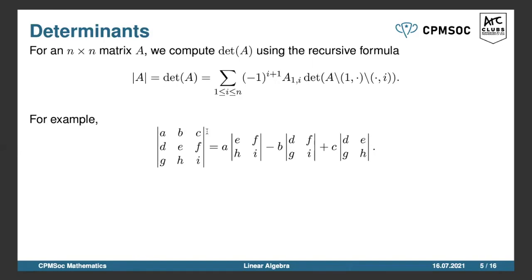So we're going to remove the first row and the ith column, and we'll add that to our sum. And we'll do that for every element, every column, every element in the first row. And this takes our 3 by 3 matrix down to a sum of 2 by 2 matrices. And if you have any n by n matrix, you can find the determinant just by doing this.